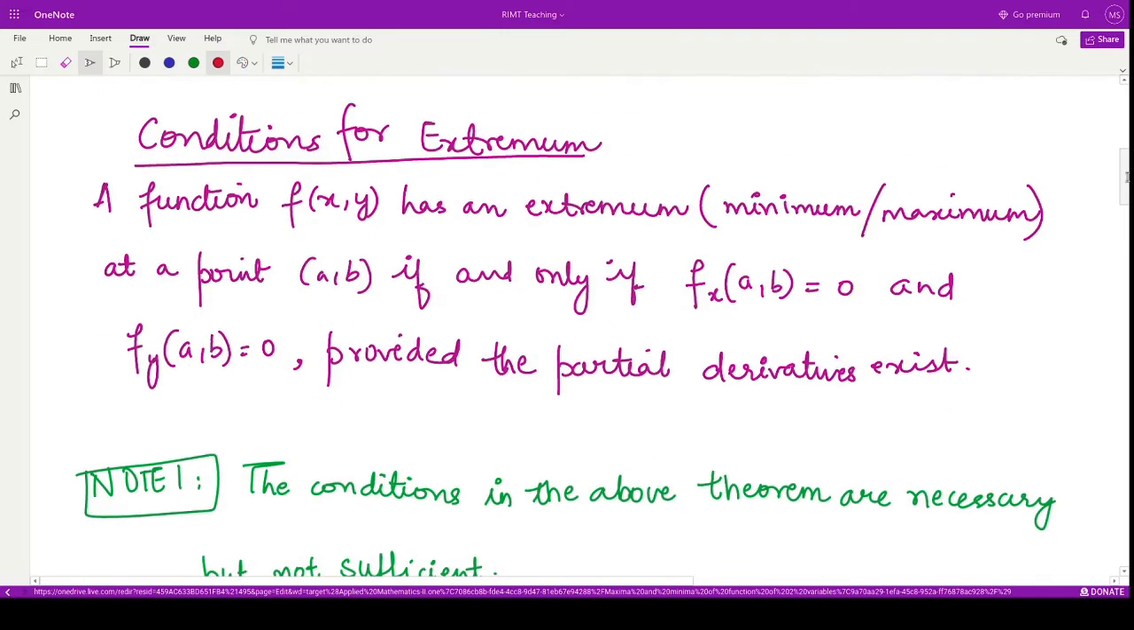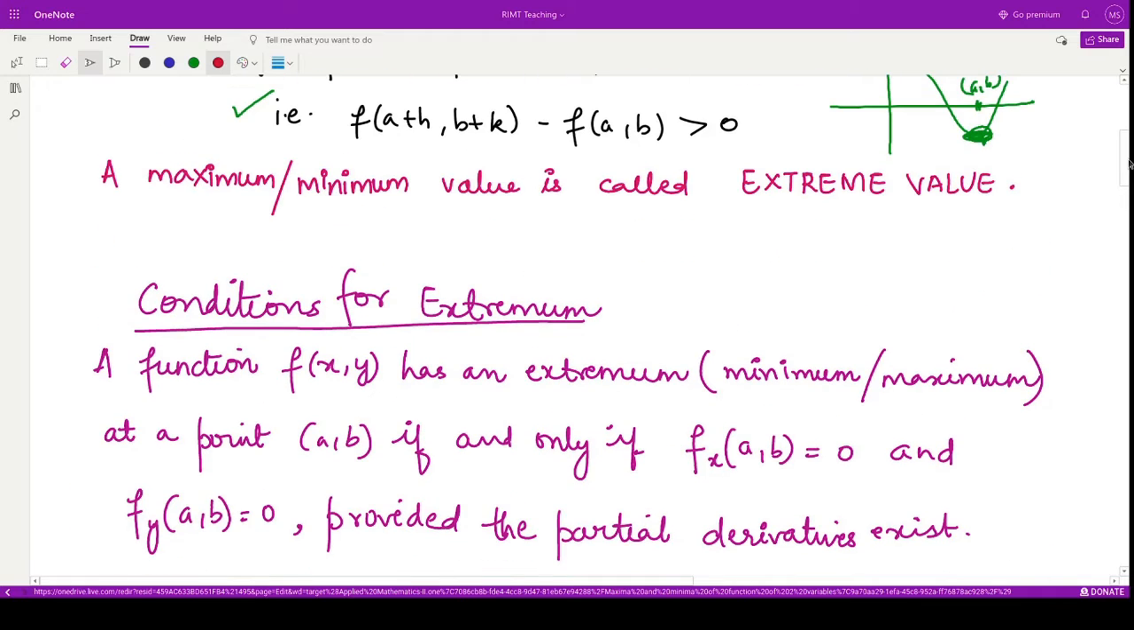Next, let us see what the conditions for extremum are. Now what is this term extremum? Whether the point is a maximum or a minimum, we call it an extremum. That means when you don't know exactly whether you have a minimum or a maximum value, you call that an extremum, an extreme value. This is the general term to represent both the maximum and minimum. So firstly, let us see what the conditions for extremum are.